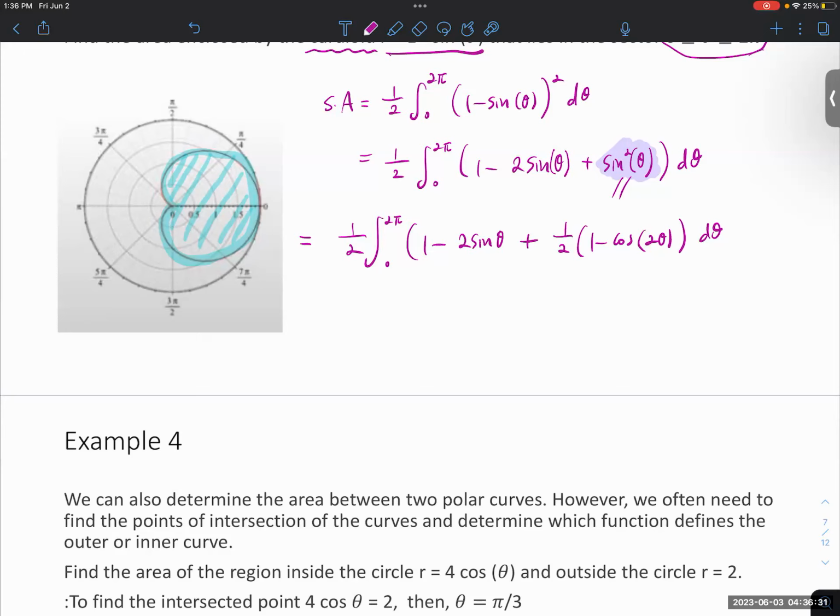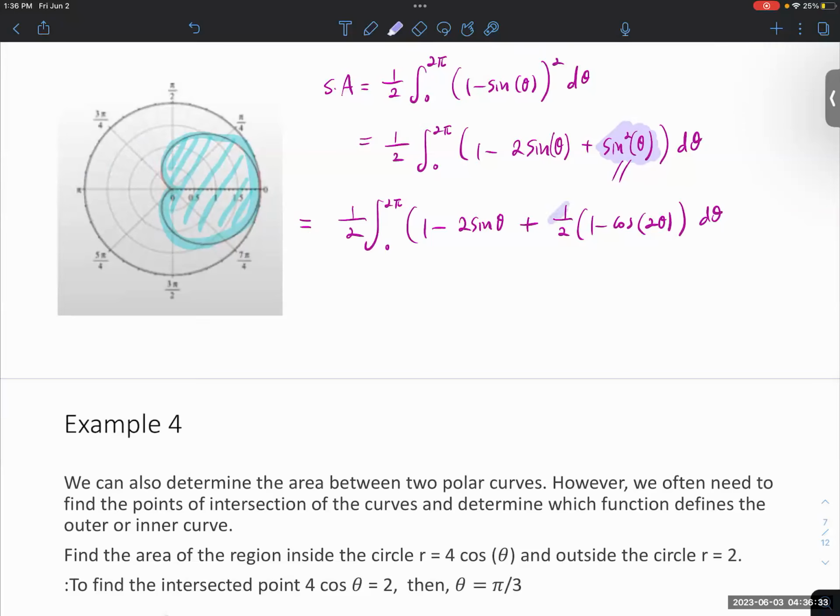All right, so that's the same. We convert it with the double angle identity, we reduce the power. So now I can expand it: 1 over 2, from 0 to 2 pi, 1 minus 2 sine theta, I can distribute, plus 1 over 2, minus 1 over 2 cosine 2 theta, d theta.